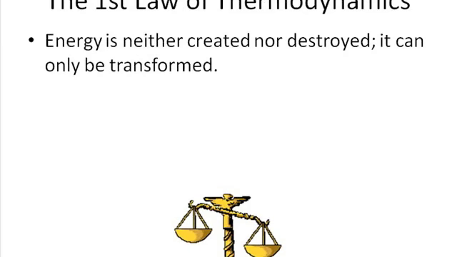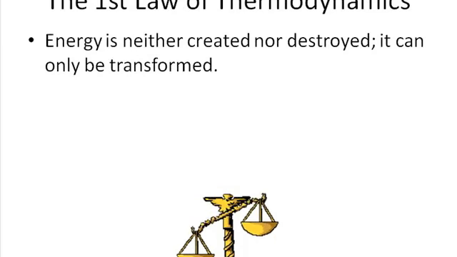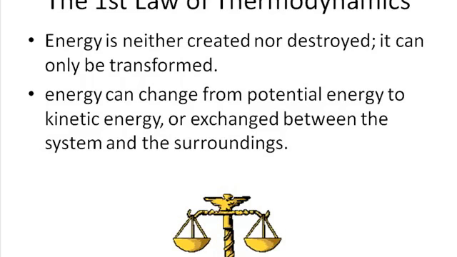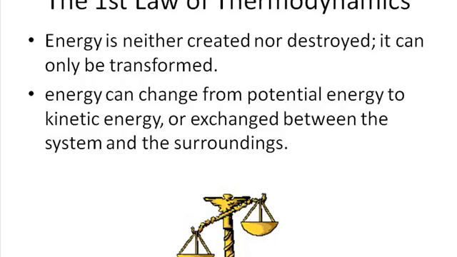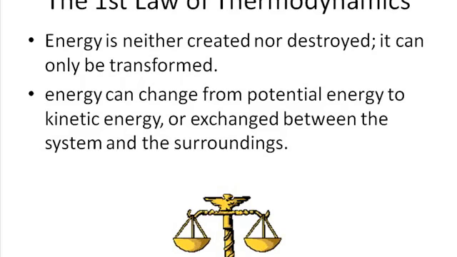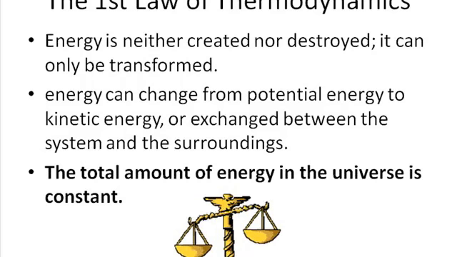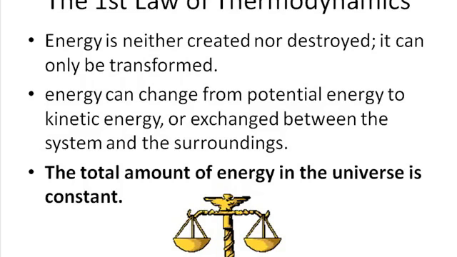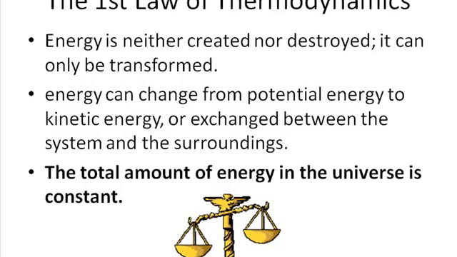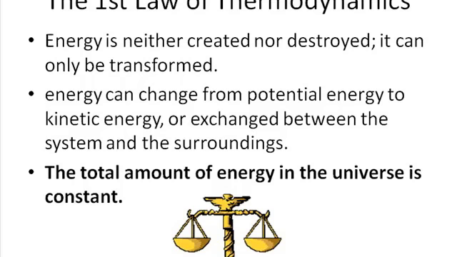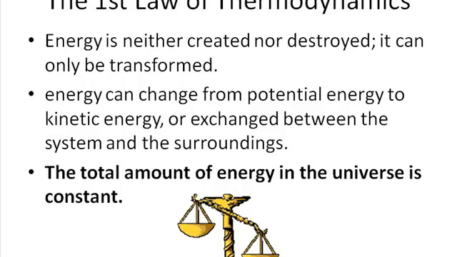The first law of thermodynamics states that energy is neither created nor destroyed. It can only be transformed. Therefore, energy can change from potential energy to kinetic energy, or exchange between systems and the surroundings. The key point is that the total amount of energy in the universe is constant. The total amount doesn't change, but the types of energy can change between different types and also between the system and the surroundings.